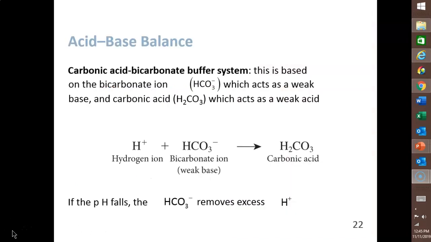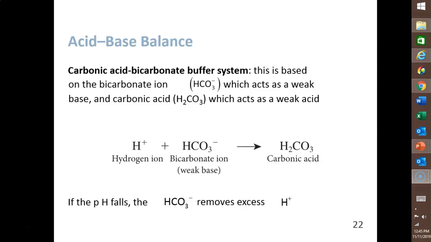The carbonic acid-bicarbonate buffer system is based on the bicarbonate ion, that's HCO3, which can act as a weak base, and carbonic acid, H2CO3, which can act as a weak acid. I'm sorry if I said bicarbonate could act as an acid. The bicarbonate ion acts as a weak base. The carbonic acid works as a weak acid.